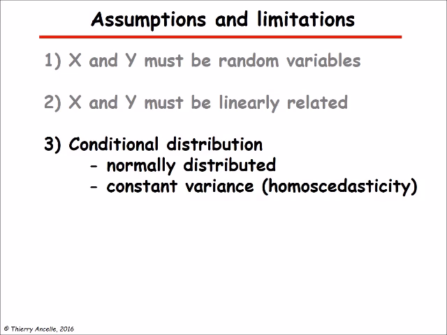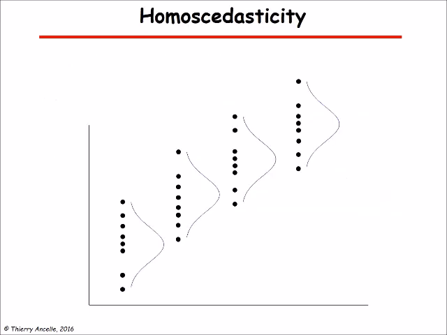A third condition, which is not easy to understand, states that the conditional distribution of one of the variables, no matter which one, must be normally distributed and homoscedastic, which means with a constant variance. What does this assumption mean? For example, for a given value of x, all the corresponding values of y must be normally distributed. And all the distributions of y for each value of x must have the same variance. All this is very theoretical and of course unverifiable in practice.